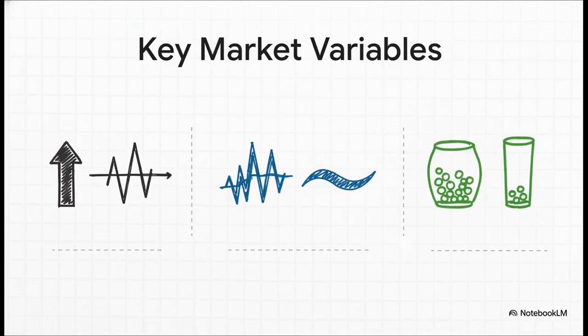So let's just break that down really quick. First, is the market moving decisively in one direction? Is it trending? Or is it just stuck going sideways? Second, is it making big, fast moves, high volatility? Or is it kind of quiet and slow? And finally, is there a lot of trading going on? Is it a liquid session? Or is it a thin, overnight market? These three variables define the entire environment.